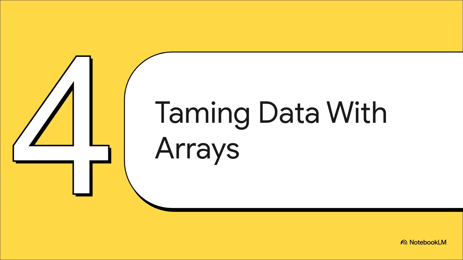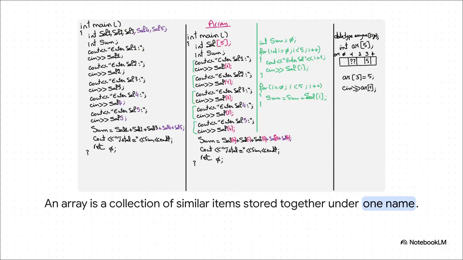All right, on to our final tool. This is the one that's going to help us tame all that data and finally solve our original salary problem for good. Say hello to the array. An array is really just a simple way to group a whole collection of similar items, like all those employee salaries, together under a single name. The computer then stores them all neatly in a continuous block of memory, one right after the other, kind of like houses on a street.